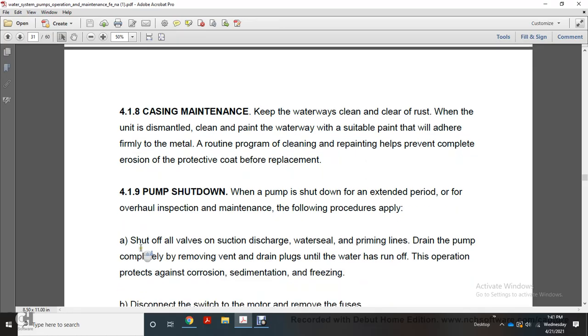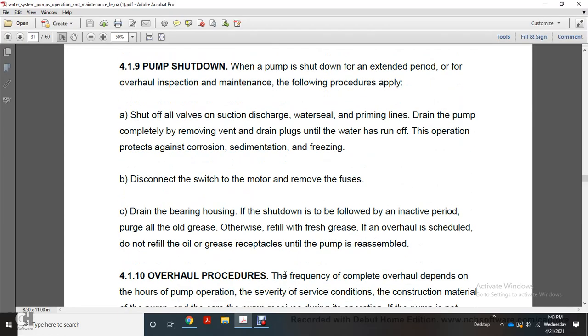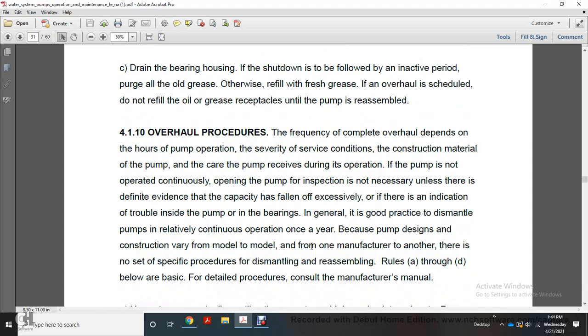For overall inspection and maintenance, the following procedure applies. Shut off all of the valves: suction, discharge, water seal, and priming lines. Drain the pump completely and remove the vent and drain plugs. If the water has run off, this protects against corrosion, sedimentation, and freezing. Disconnect the switch of the motor and remove the fuse. Drain the bearing lubricant and, during the inactive period, purge all of the old grease. Otherwise, refill with fresh grease. Do not refill oil or grease until the pump is reassembled.